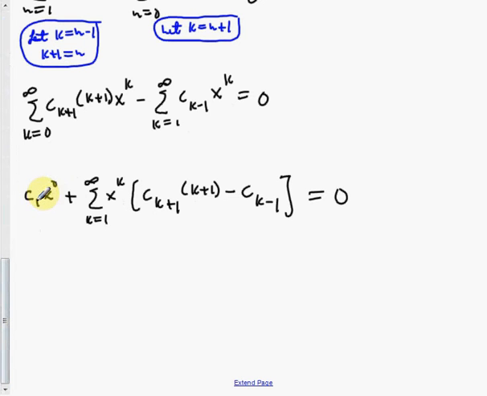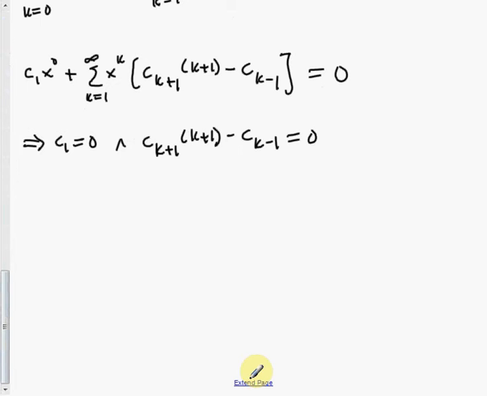Well, straight off the bat, we're going to get c sub 1 equal to 0 because the left side must equal 0. So this implies c sub 1 is 0, and c sub k plus 1 times k plus 1 minus c sub k minus 1 is equal to 0. So we can now solve the formula for c sub k plus 1, equal to c sub k minus 1 over k plus 1.